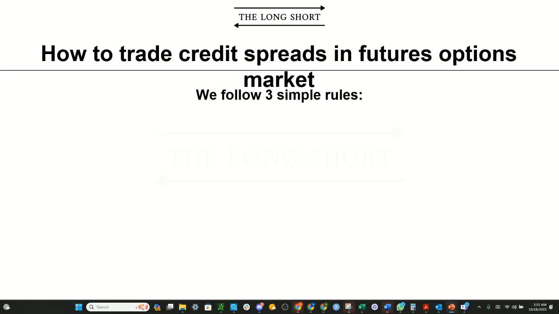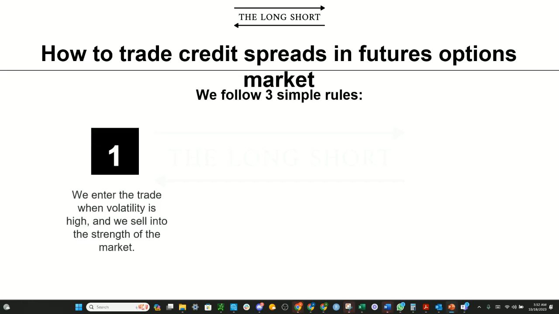So we follow three simple rules, and here they are. Number one, we enter the trade when volatility is high and we sell into the strength of the market. We are direction agnostic. We don't care, to be honest. We sell the hell out of these things when there is an opportunity.